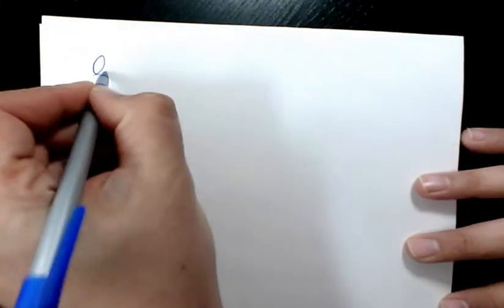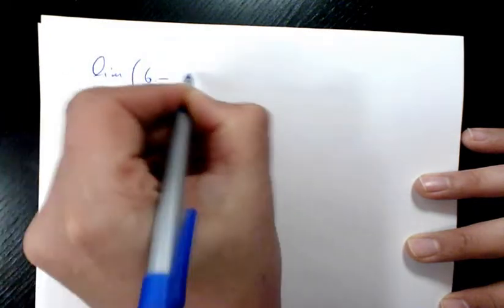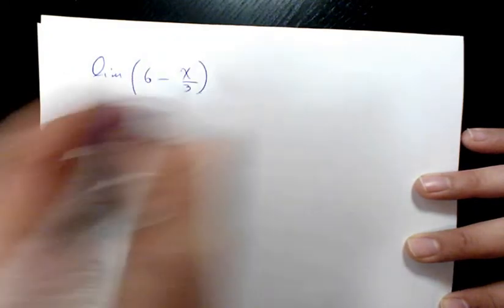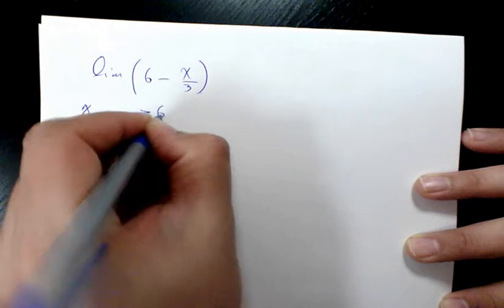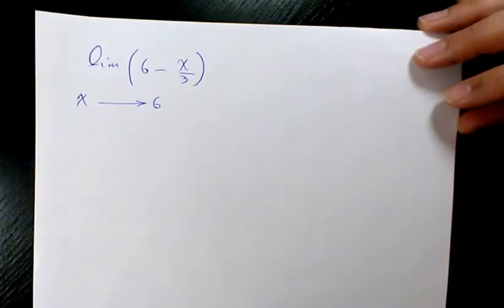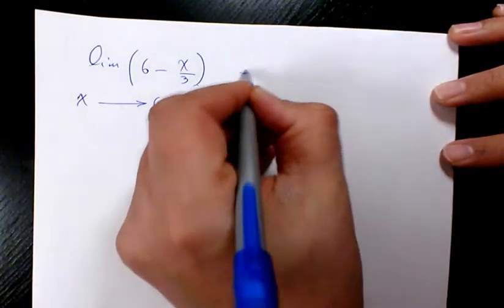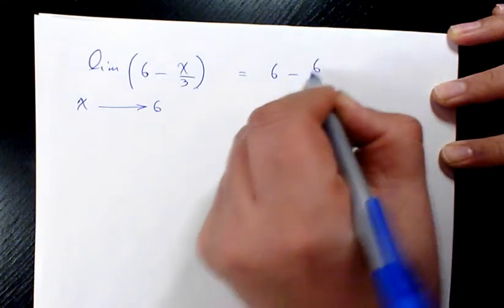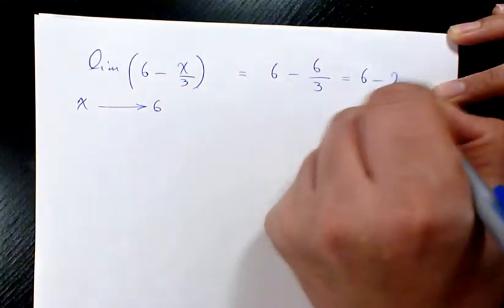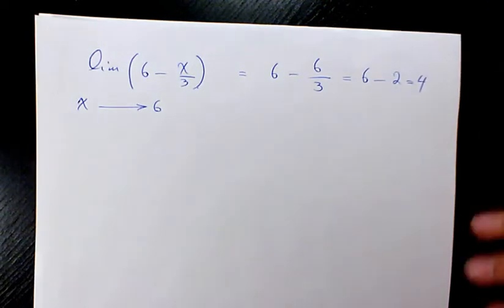Next example, it says limit of 6 minus x over 3 when x is approaching 6. Let's find the limit first. It's going to be 6 minus 6 over 3, which is 6 minus 2, and that's going to be equal to 4. And L equals 4.